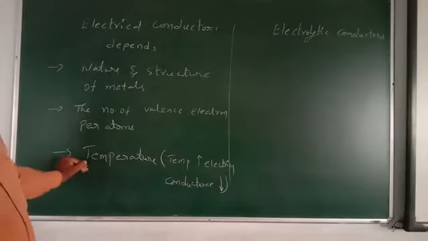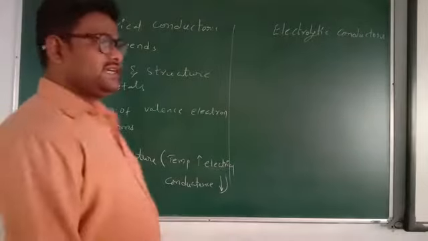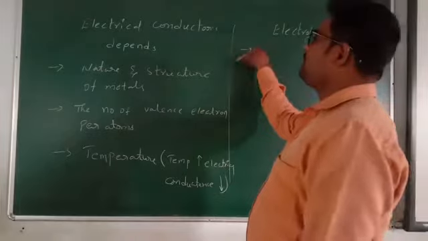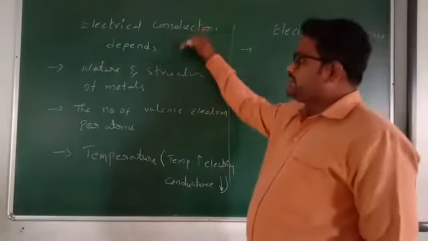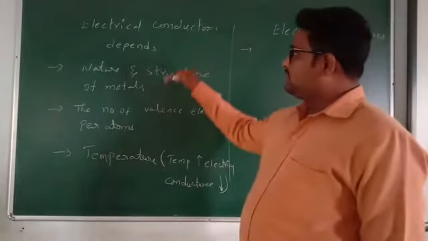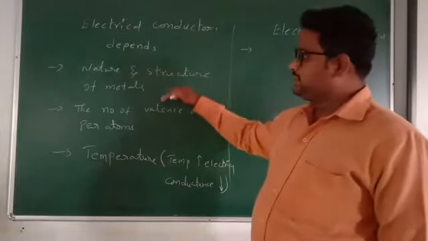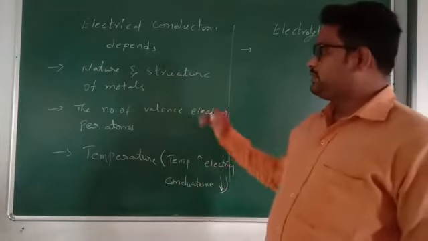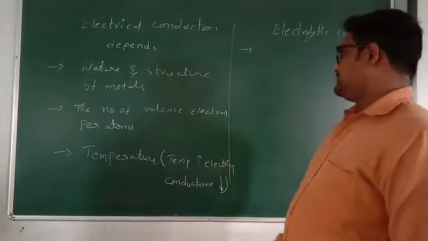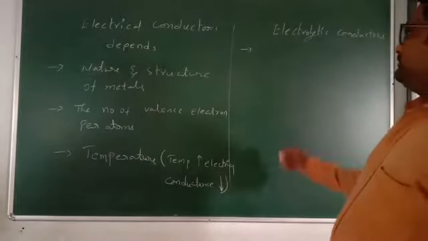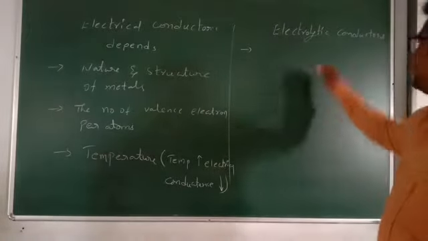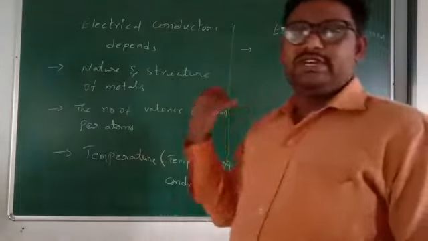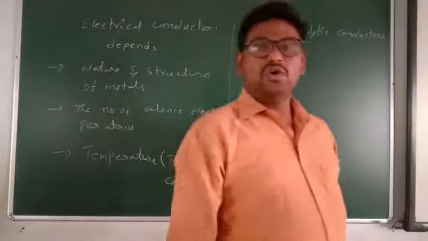Next, temperature. Sometimes temperature increases, electrical conductance decreases. These are the factors which affect electrical conductance: nature and structure of metals, number of valence electrons, and temperature. Okay, similarly, electrolytic conductance also depends on some factors of the solution, some factors of the electrolytes.